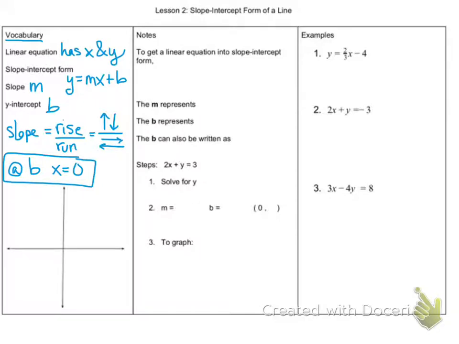So you'll see linear equations written in a lot of different forms. For example, number 2 and 3 in the examples on this page are written in what's called standard form, and number 1 is written in slope-intercept form. So no matter what you're given, to get a linear equation into slope-intercept form, you solve for y, also known as getting y by itself.